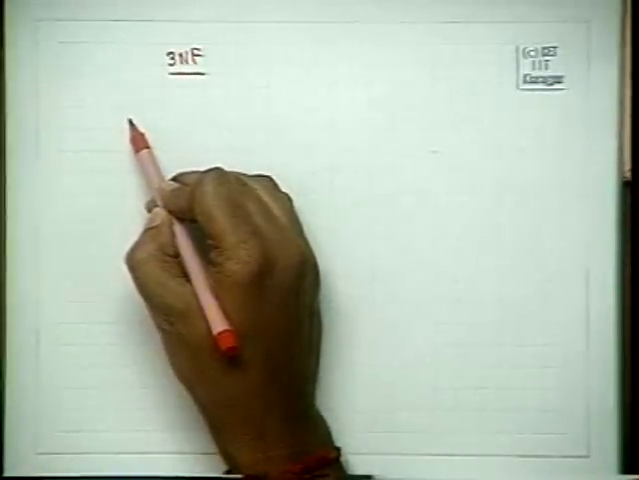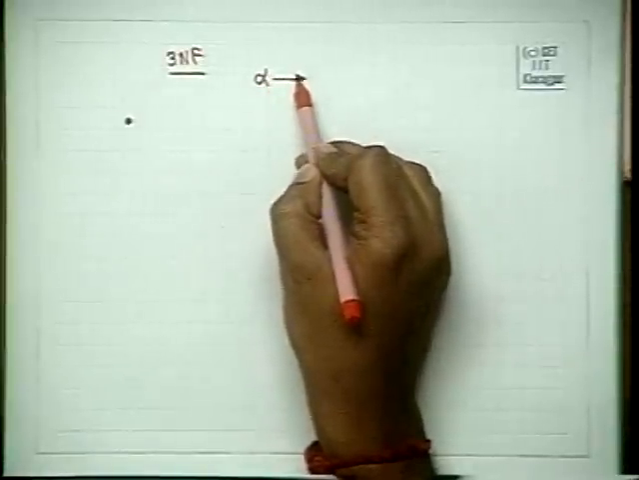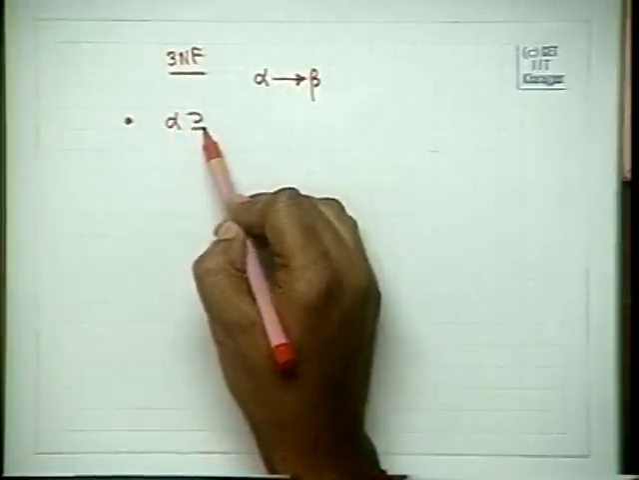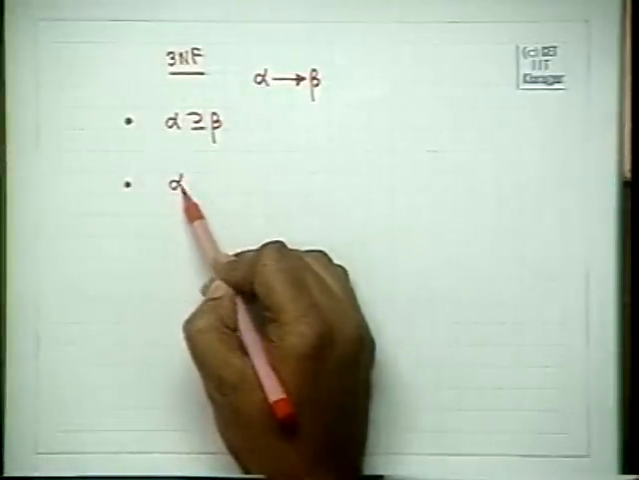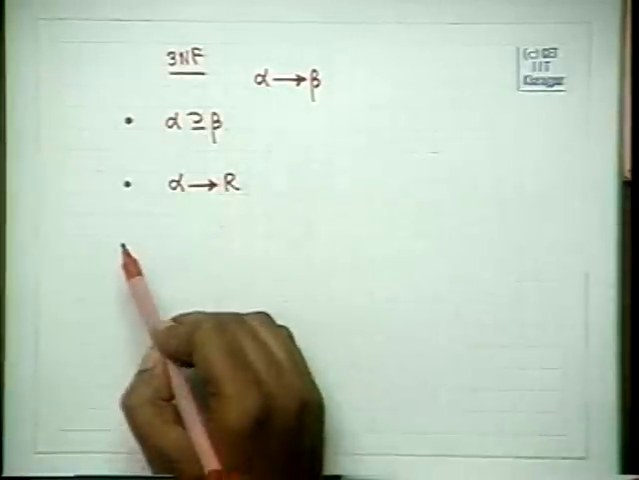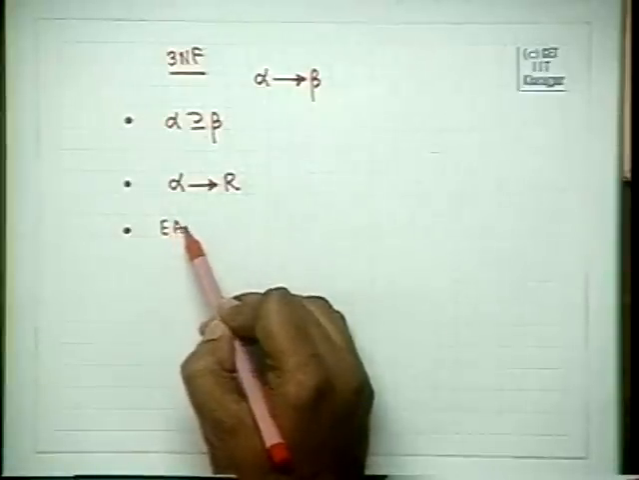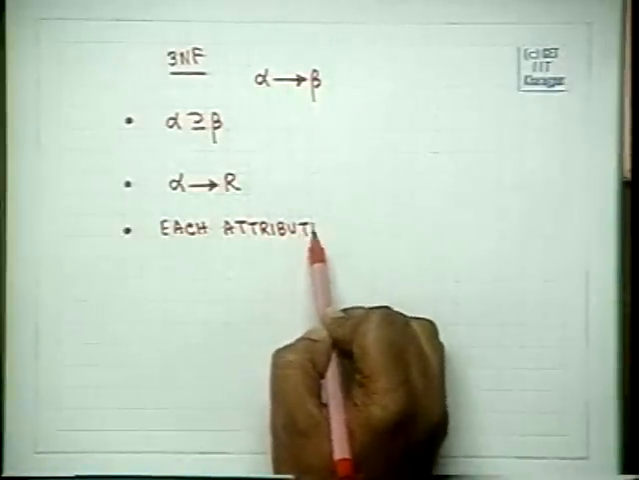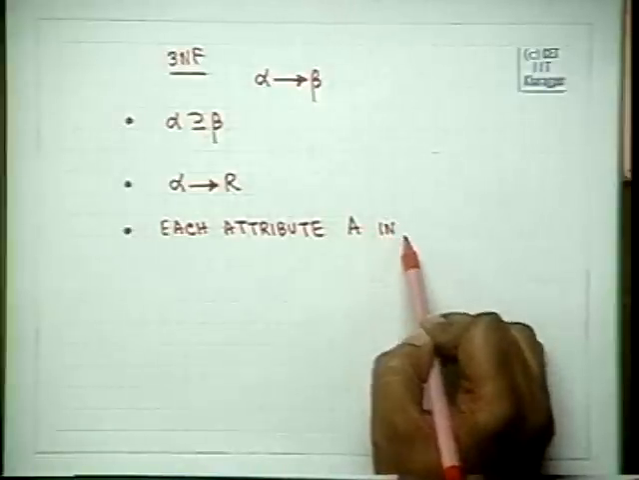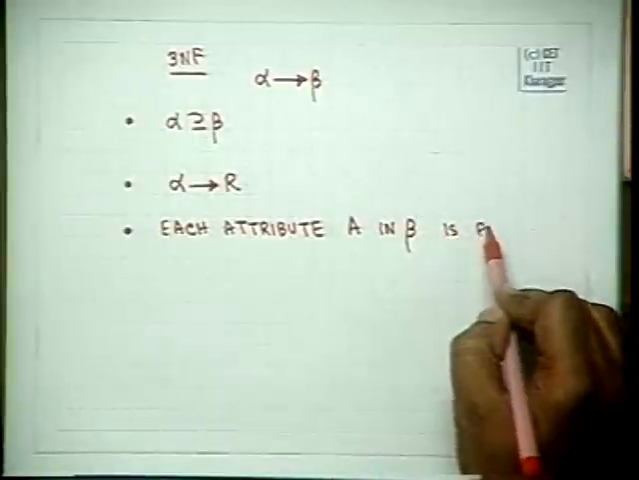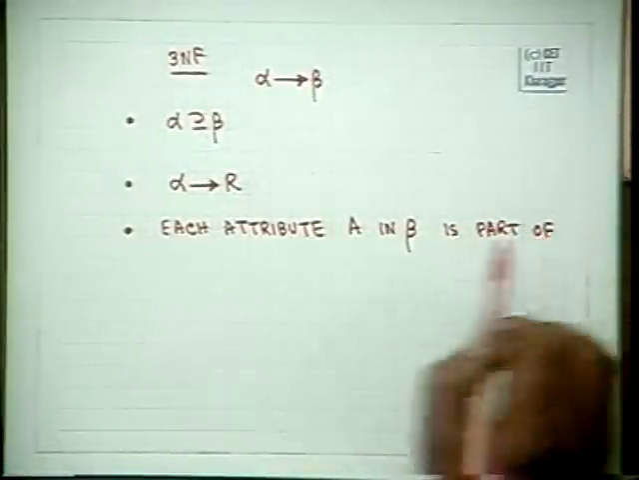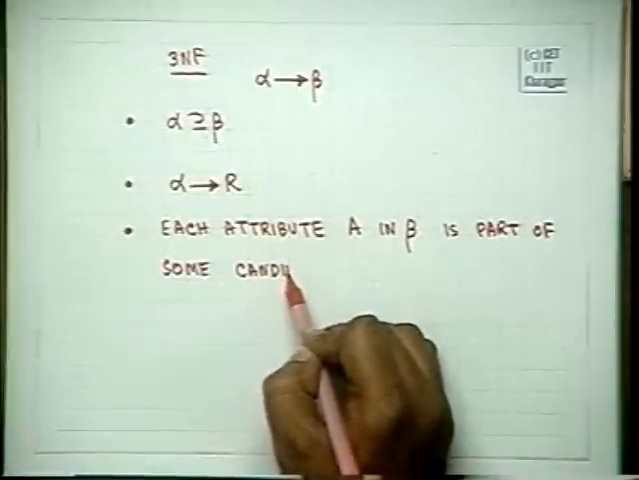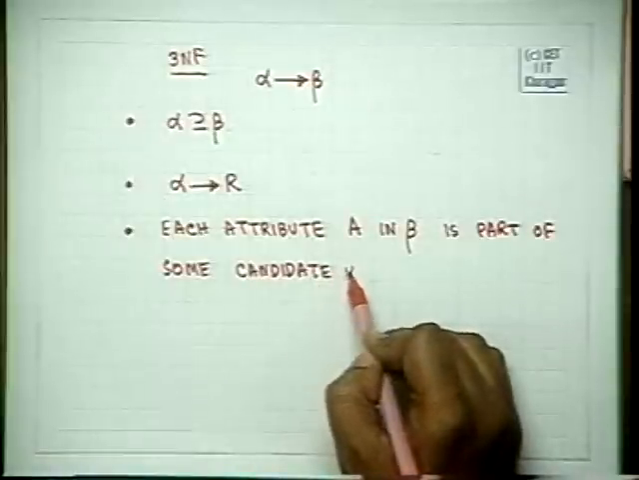So we have got the alternative definition of 3NF. A relation is said to be in 3NF if for every functional dependency alpha to beta on that relation scheme, either alpha is a superset of beta or alpha is a super key, that is a candidate key, or each attribute A in beta is part of some candidate key.